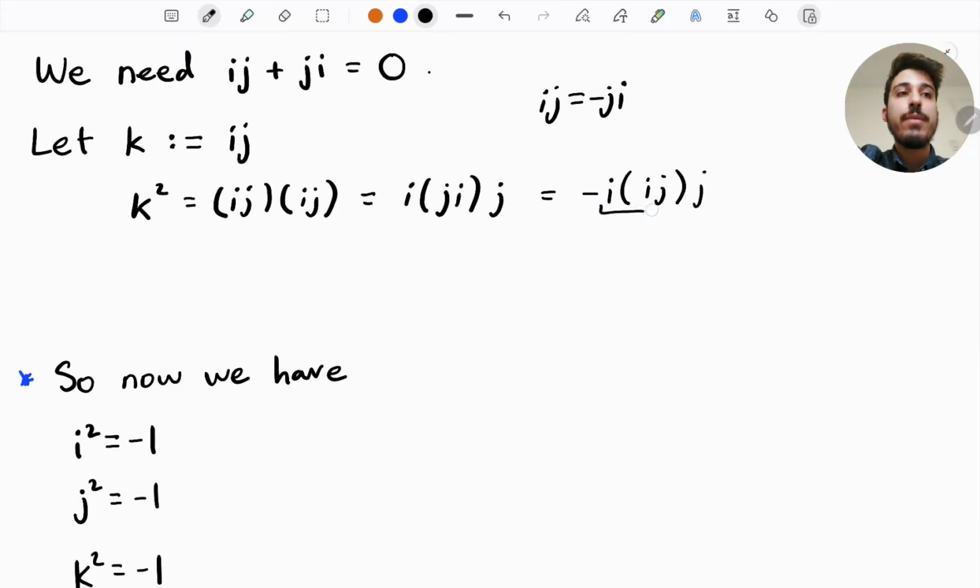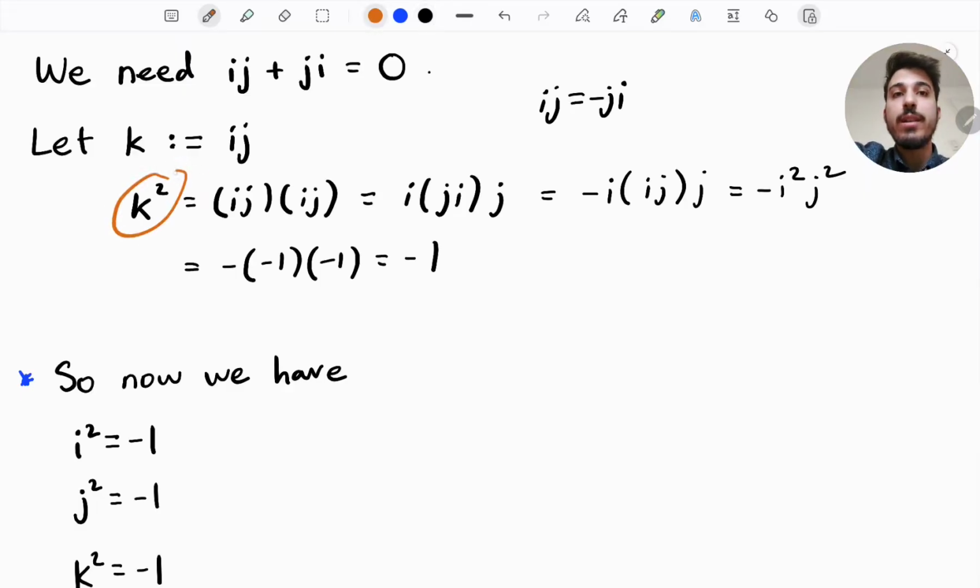And now we can have i times i and j times j to be i squared and j squared. And each of i squared and j squared gives minus 1. So this gives us minus 1 times minus 1, and the answer to that is minus 1. So, in fact, k squared is equal to minus 1.